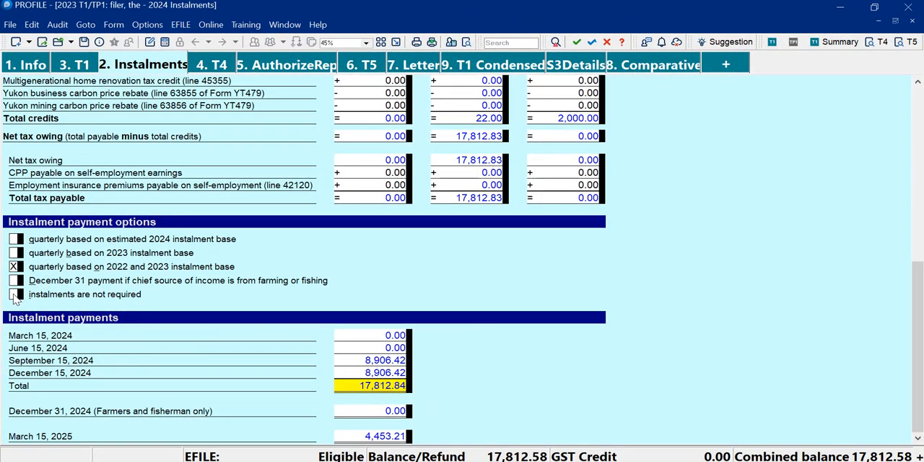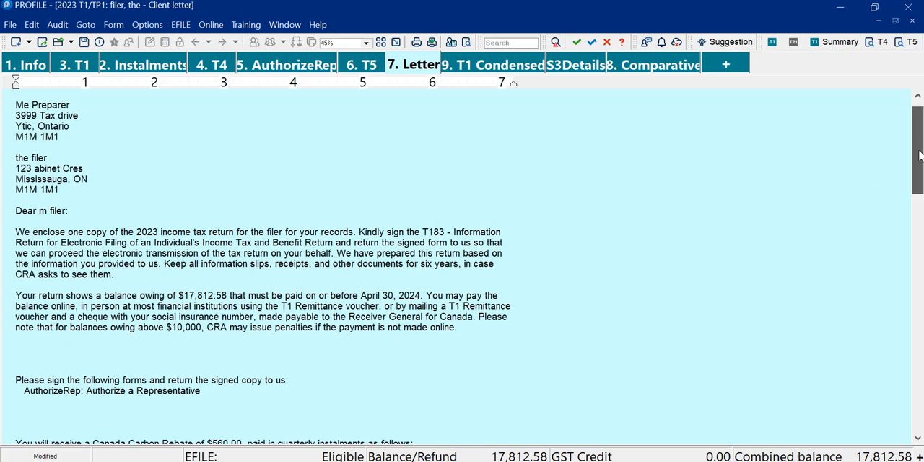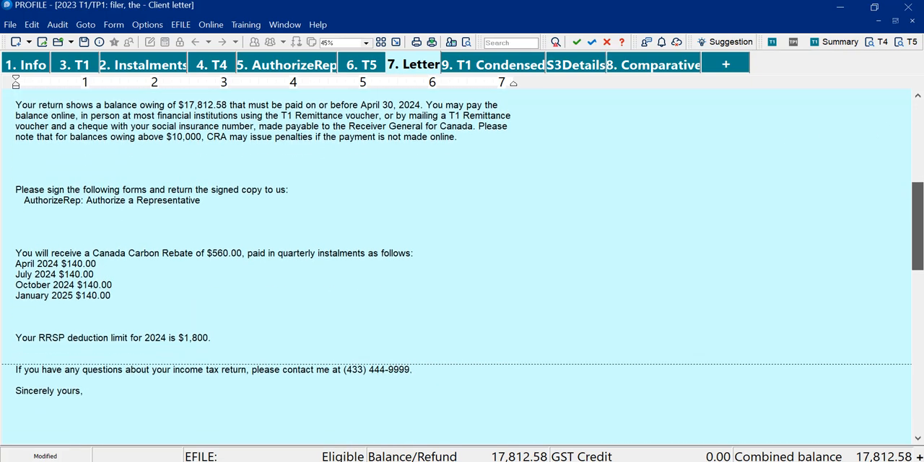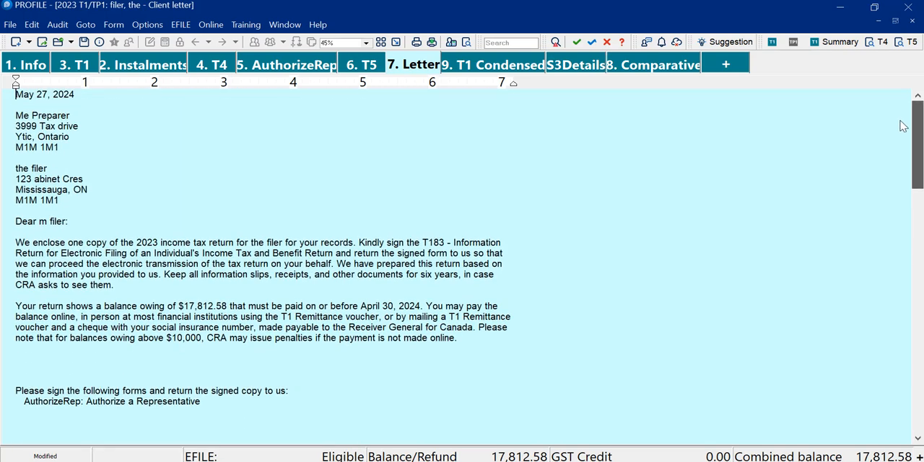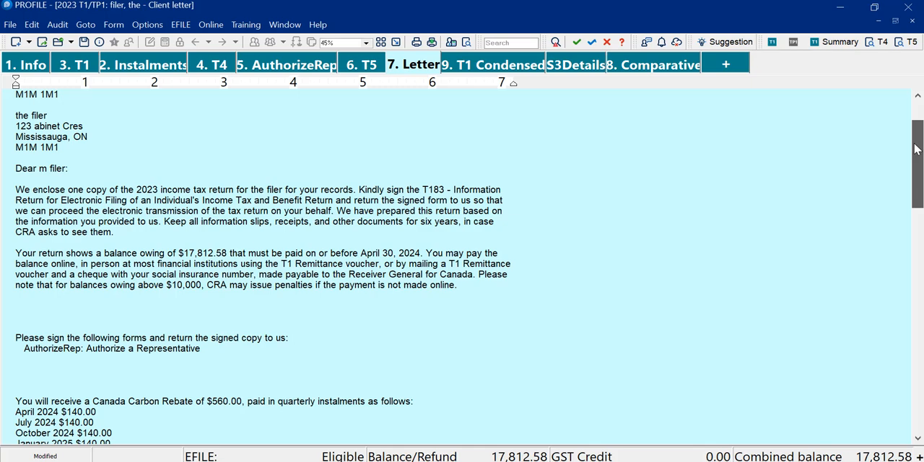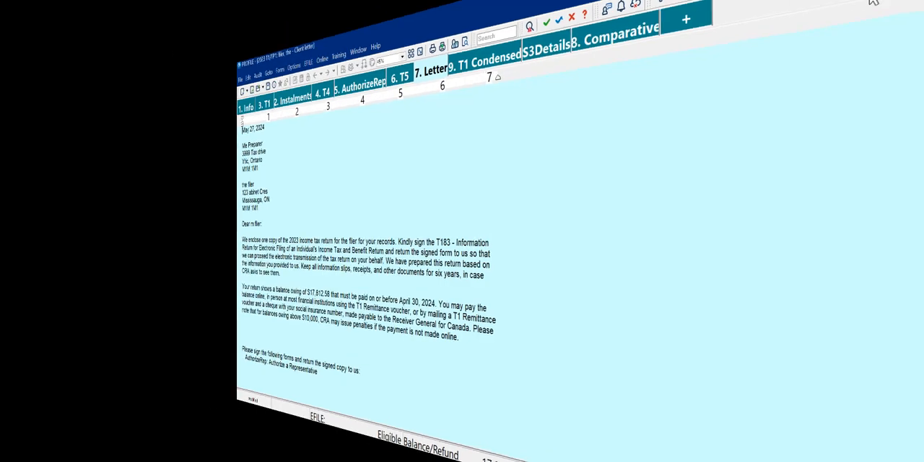If you would prefer the installments not to show on the letter, you can override here. It's an override because you're not using the calculation at the top of the installment page. And if I go back to the letter, I can see that there's nothing about the installments required for 2024 on the letter for the 2023 tax return. So you can do that.